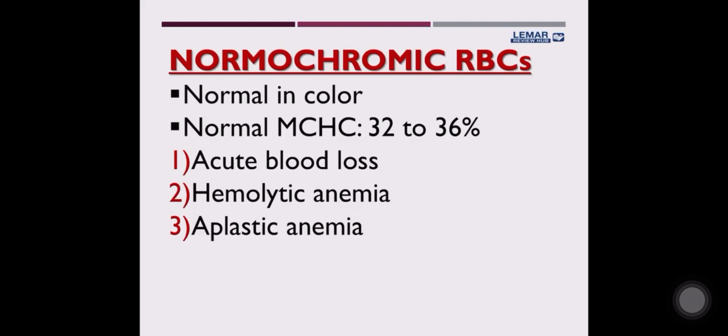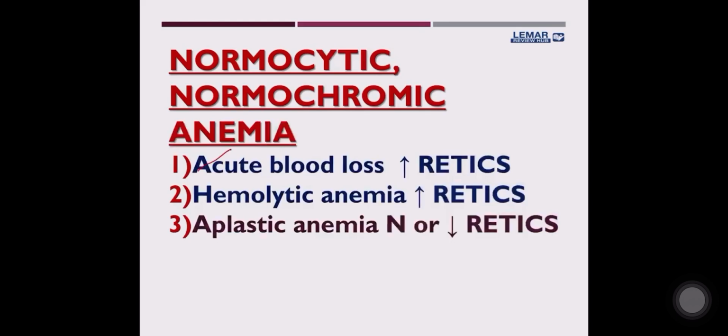This is seen in acute blood loss, hemolytic anemia, or aplastic anemia. Take note, in acute blood loss and hemolytic anemia, the bone marrow compensates for the anemia by producing increased RBCs. In acute blood loss and hemolytic anemia, the red cells are normocytic normochromic with increased retics. In aplastic anemia, the red cells are normocytic normochromic, but the retics are normal or decreased, meaning the bone marrow does not compensate for the anemia by producing more RBCs.